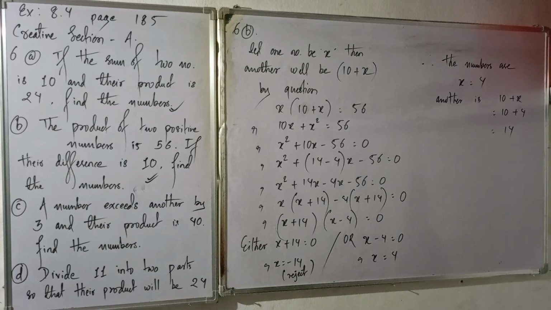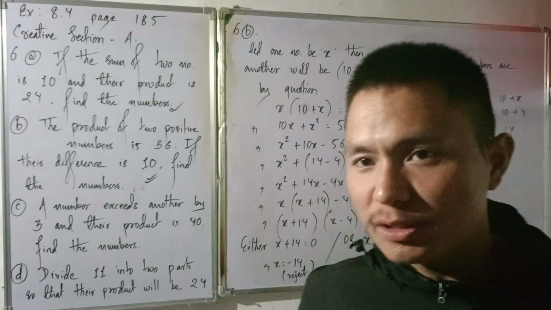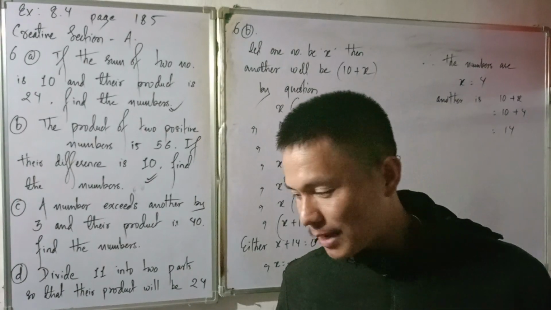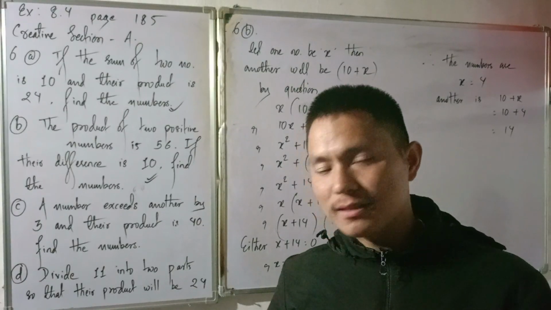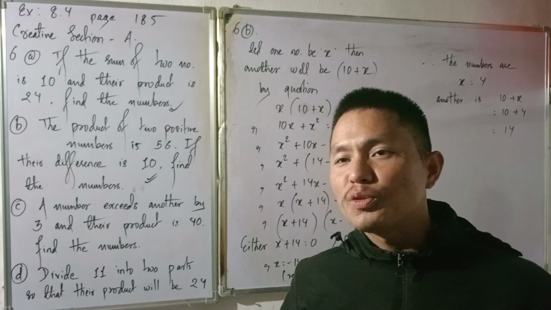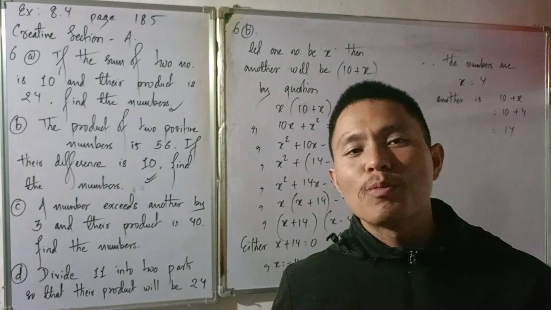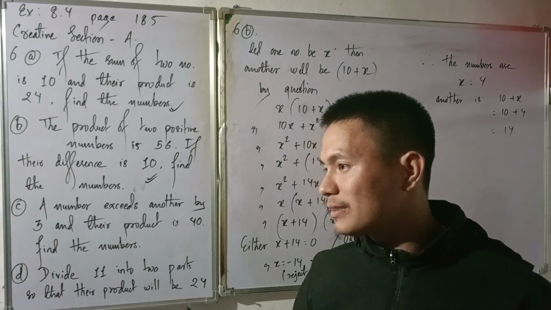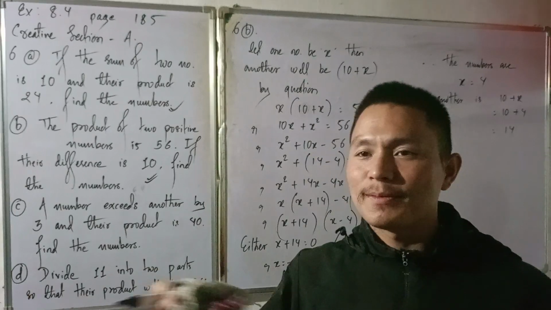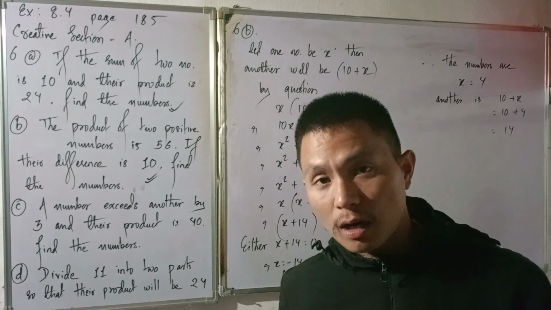A number exceeds another by 3, which means if we take a certain number, the other number must be 3 more than the number we have taken. For example, if I take 10 as the initial number, the other number must be 3 more than 10, which means 13. Yes, 13 is 3 more than 10. Suppose I take 17 as an initial number, then the other number must be 17 plus 3, that is equal to 20.